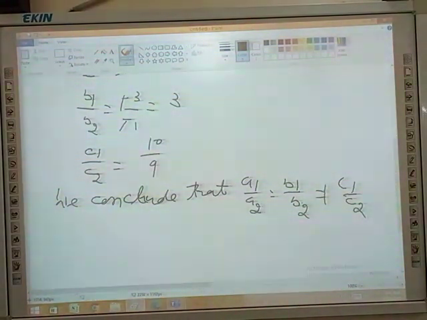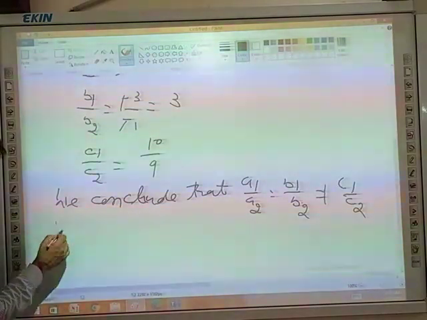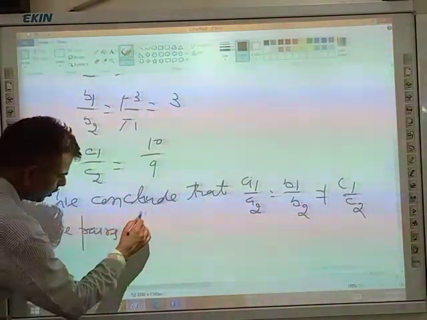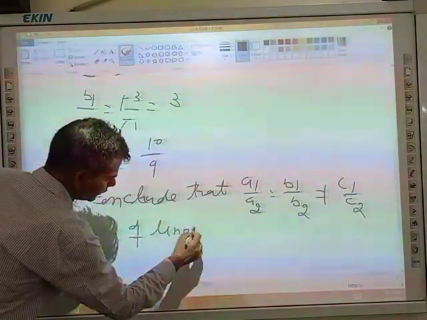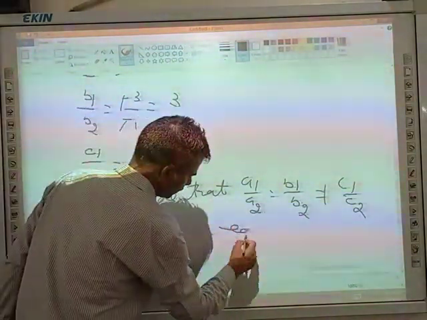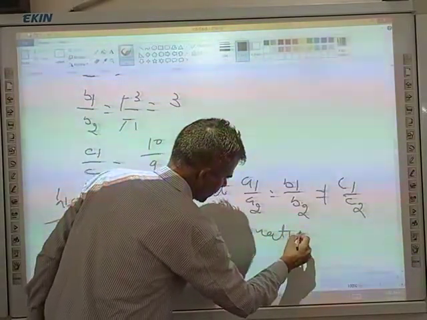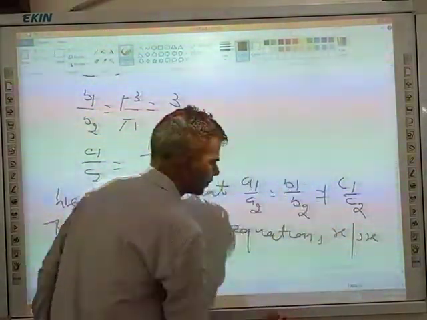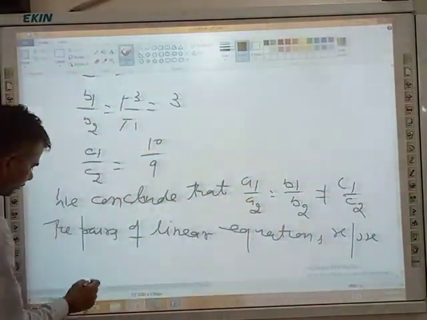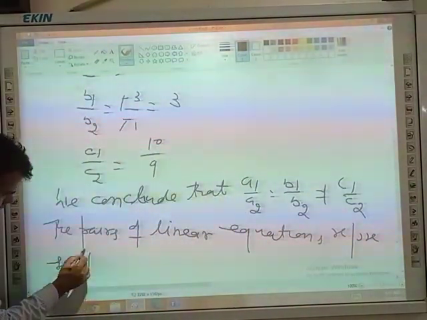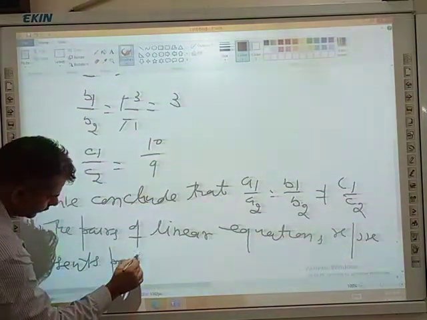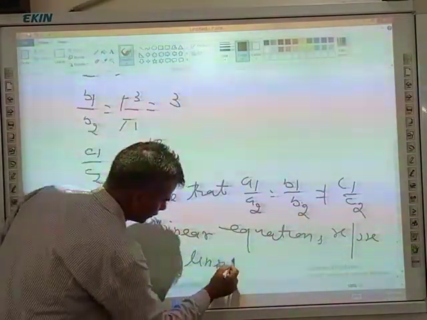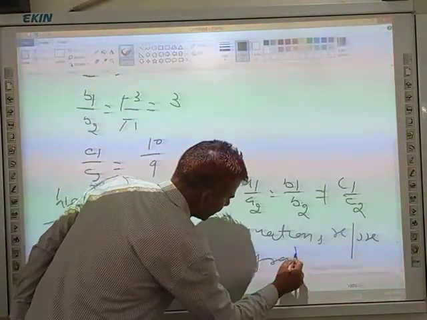Okay students, the pair of linear equations represents a parallel line graph. Students, any doubt, any problems?